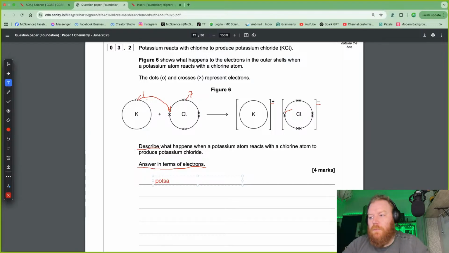So make sure also you are being very specific. One of the biggest things people lose marks on is writing "it loses an electron." The examiner doesn't know what you mean by it, therefore you won't get the mark. So obviously, if potassium loses the electron, that electron has to go somewhere. So you could literally get almost all of the marks by saying potassium loses 1 electron and chlorine gains 1 electron.